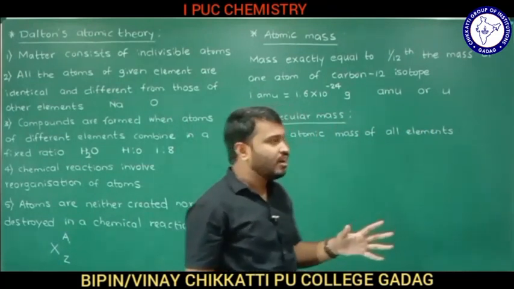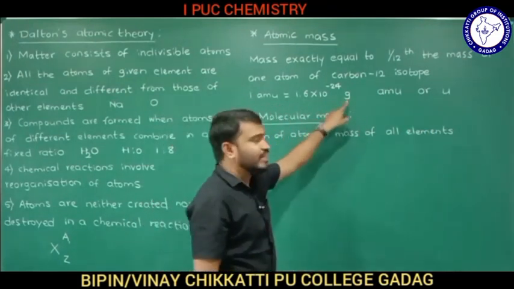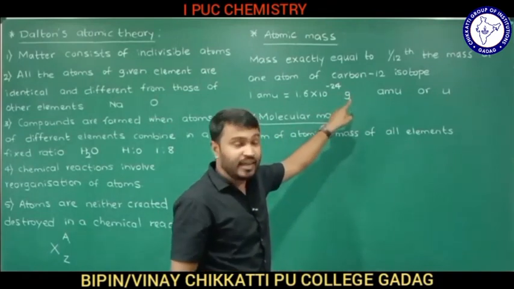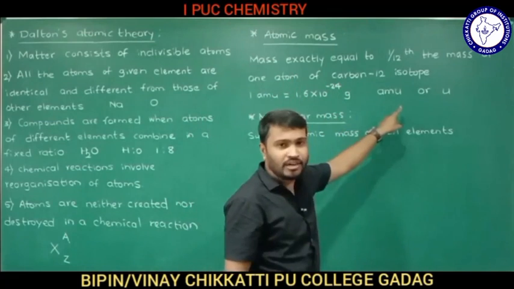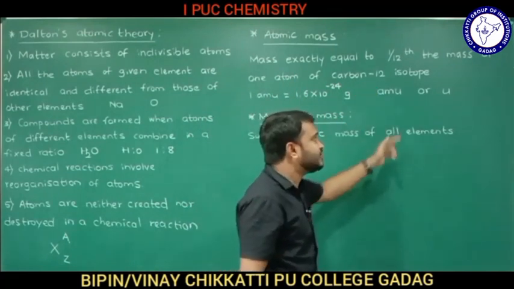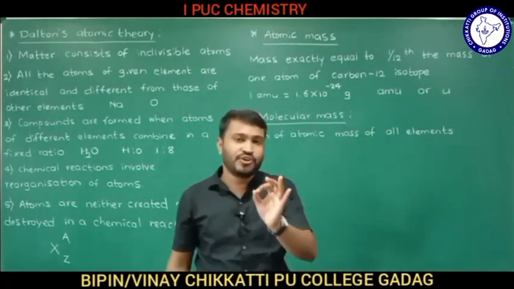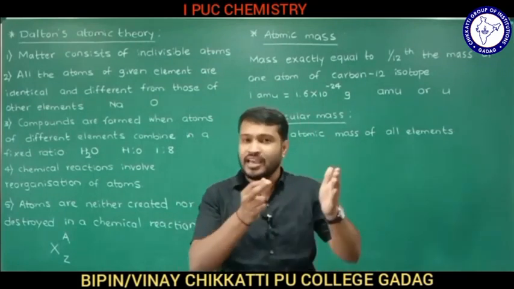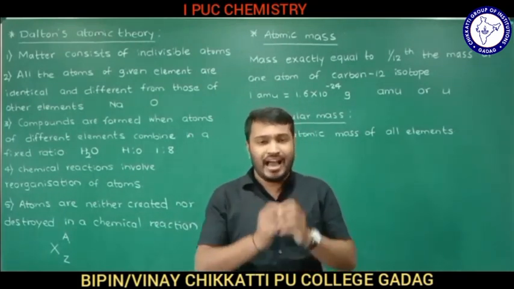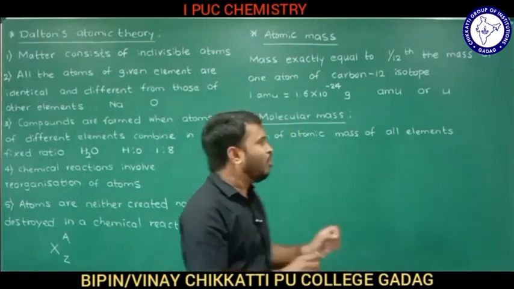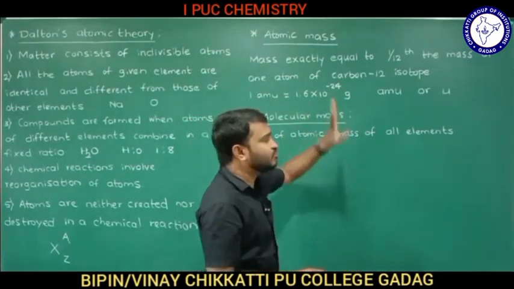So in general we write grams, which indicates the mass, but if we calculate atomic mass we consider AMU, atomic mass unit, and nowadays we are using small u, that stands for unified mass. Now remember AMU and unified mass are the same, and in common we write that in terms of grams here.